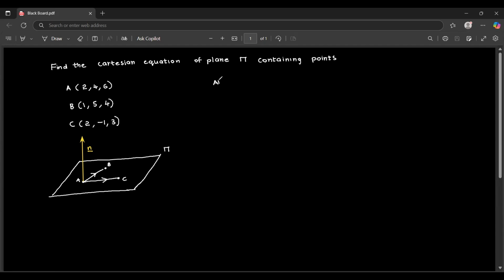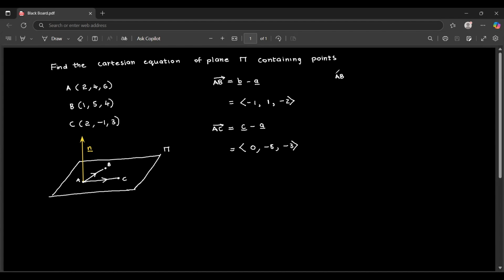AB will be equal to B minus A. B is 1, 5, 4. If I subtract this, I will get -1, 1, and -2. Similarly, we can find out AC also. AC will be equal to C minus A. That can be given as 2 minus 2, 0, and we have -1, -4, -5, and 3 minus 6, -3. Now we will find the vector product of AB and AC.